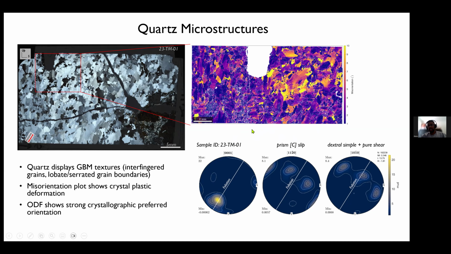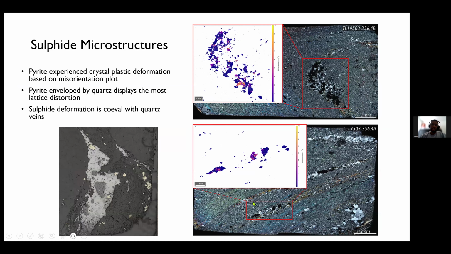Looking at some of our sulfides now. On the right here, we have two, again, misorientation scans. This is just a scan of the pyrite. These pyrites are enveloped by quartz. Important thing to know is that they both do show a decent amount of misorientation, so this is suggesting that there's some lattice distortion as well. And so these are probably deforming through dynamic recrystallization.